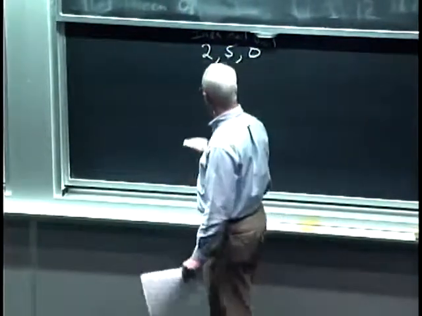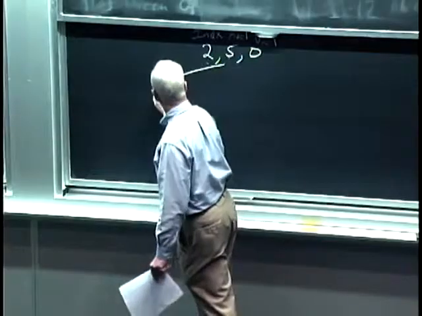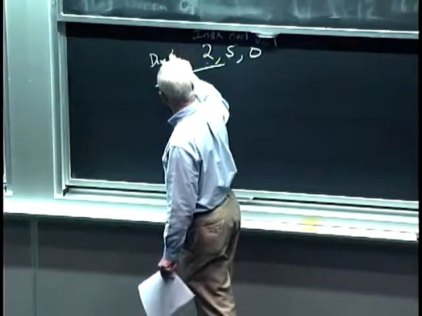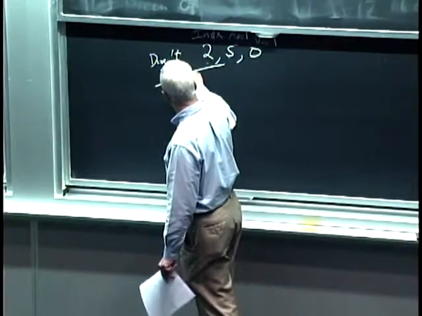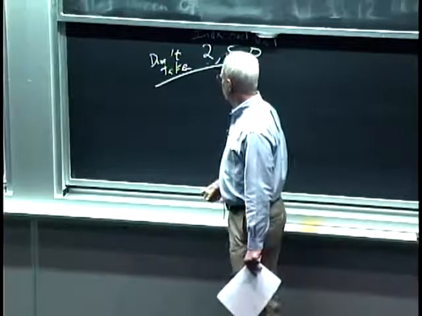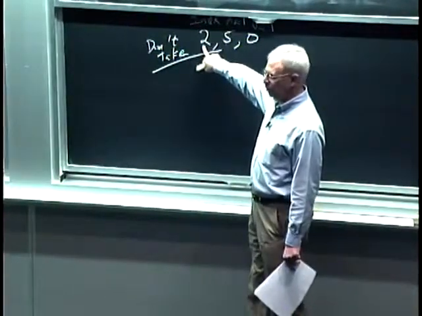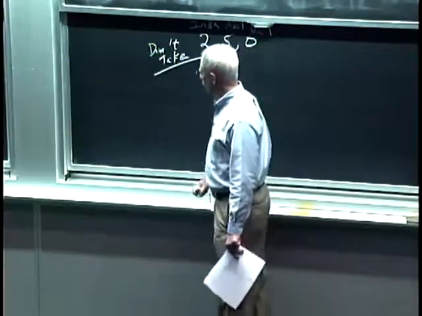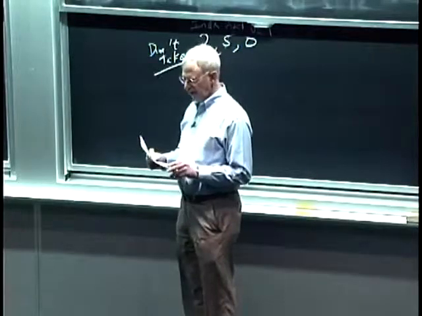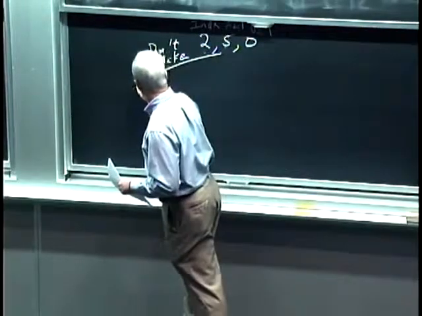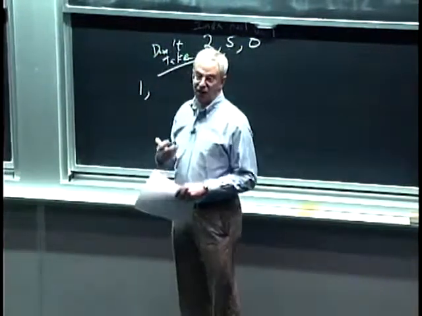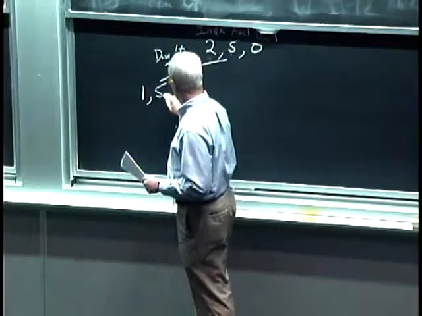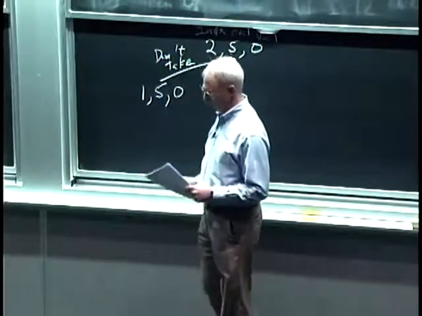Now, in the decision tree, if I branch left, it's a binary tree, this is going to be don't take. So I'm not going to take the item with an index of 2. So that means this node will have an index of 1, the next item to be considered. I still have 5 pounds available, and I have 0 value.